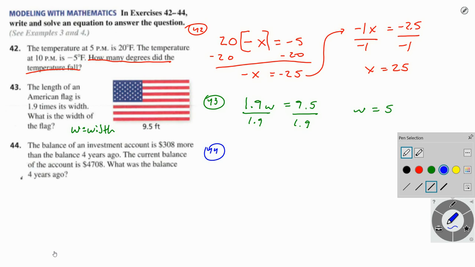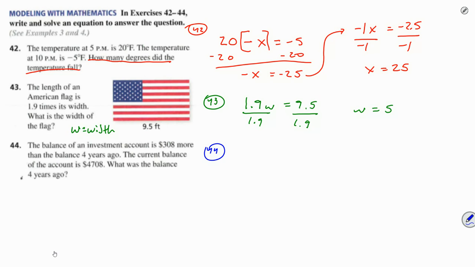The balance of an investment account is $308 more than the balance 4 years ago. The current balance is $4,708. What was the balance 4 years ago? So this is going to be my variable.